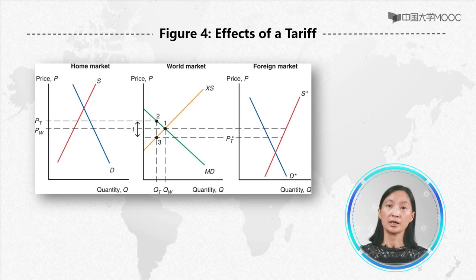The increase in the price in home from PW to PT is less than the amount of the tariff, because part of the tariff is reflected in a declined foreign export price, and thus is not passed on to home consumers. This is a normal result of a tariff and of any trade policy that limits imports when the importing country, home, is a big country.